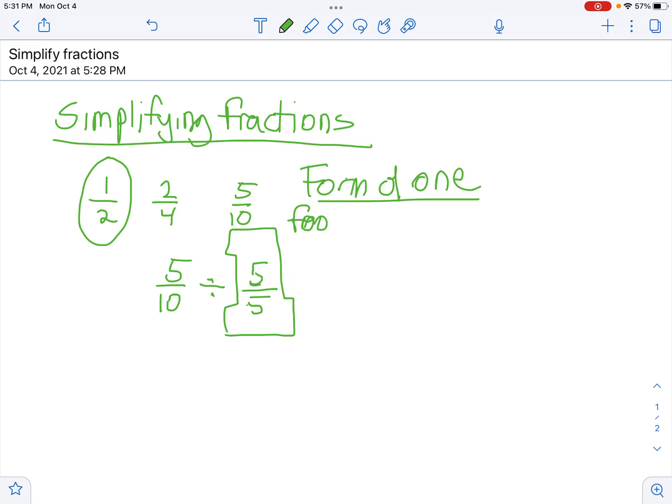So if I take 5/10, if I take 5 and divide it by 5, I get 1. And if I take 10 and divide it by 5, I get 2. So that shows how the fraction 5/10 in its lowest form is 1/2.